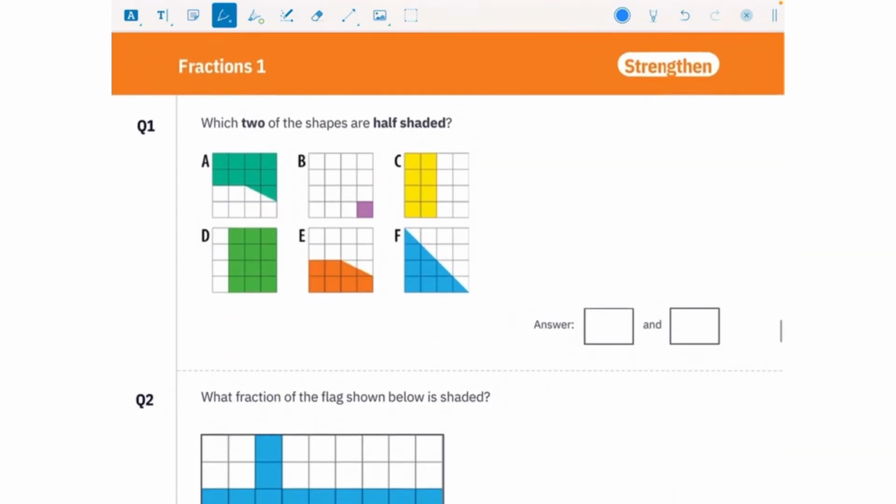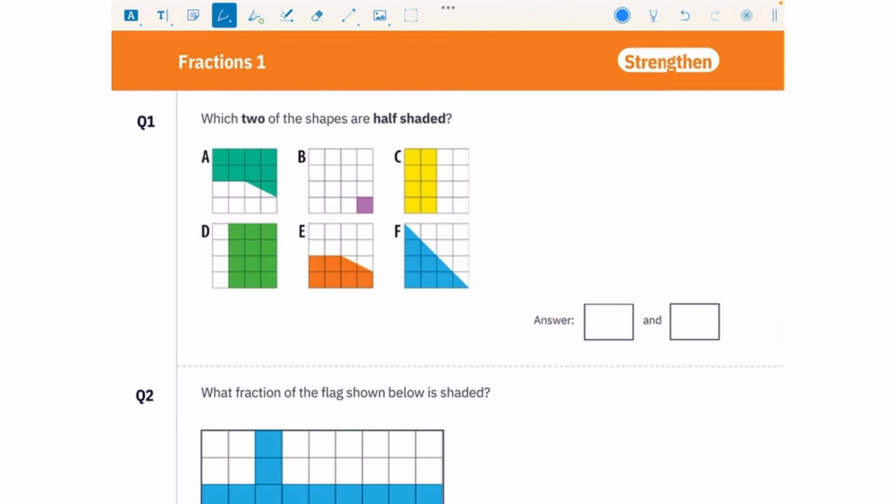Great. Fractions 1 strengthen. So which two of the shapes are half shaded? Now C is definitely half shaded. We can see that there are 16 squares, so we're looking for 8 of them to be shaded in. 1, 2, 3, 4, 5, 6, 7, 8 out of 16. The other one that's half shaded is F. It is diagonal, but we can still see that half of it is shaded and half of it is unshaded, so C and F would be your answers there.